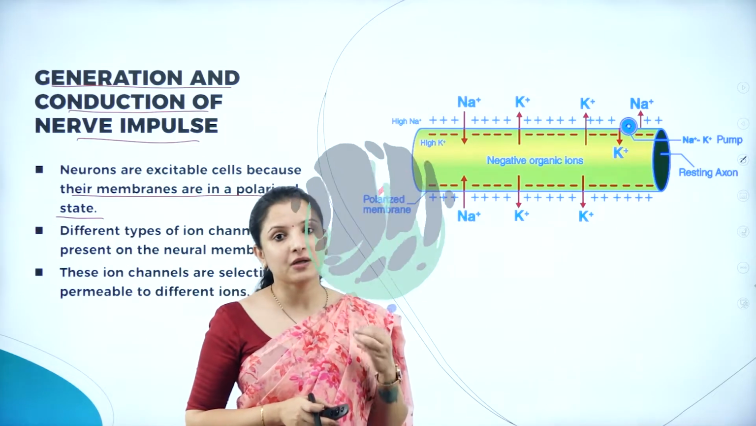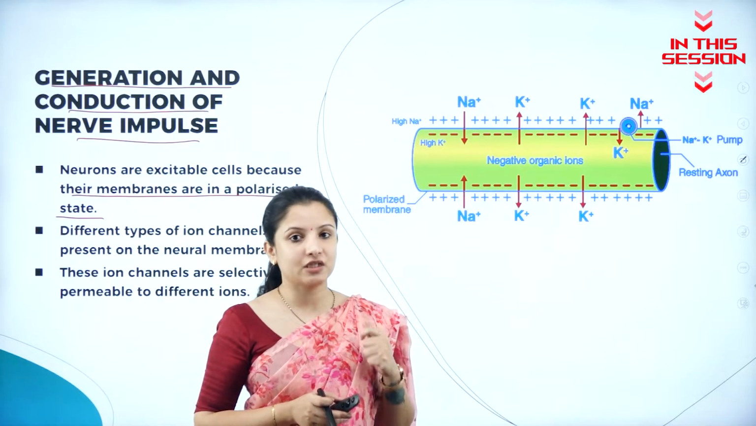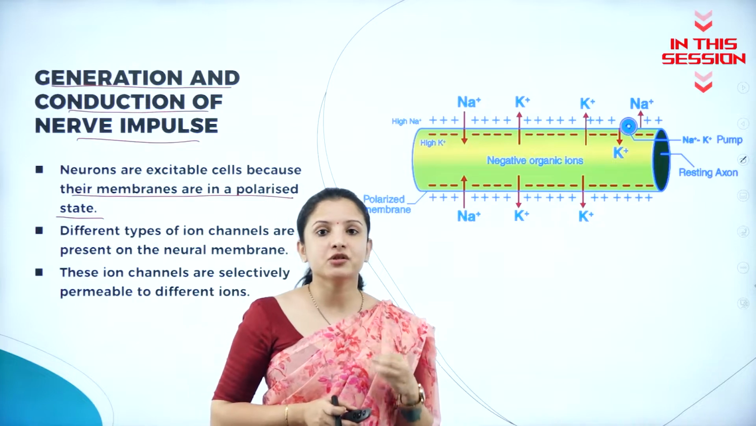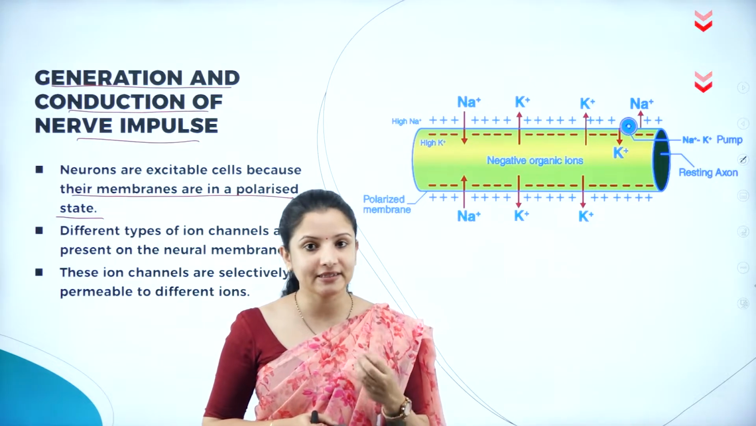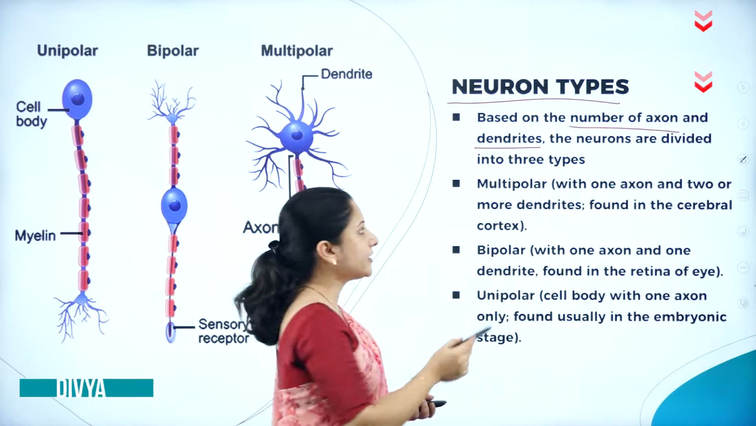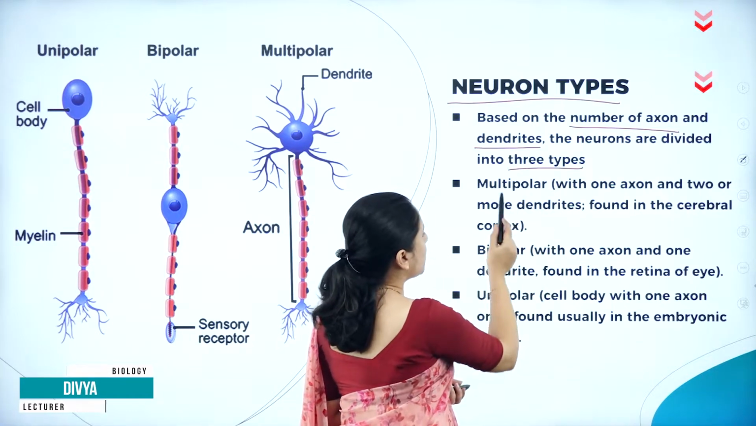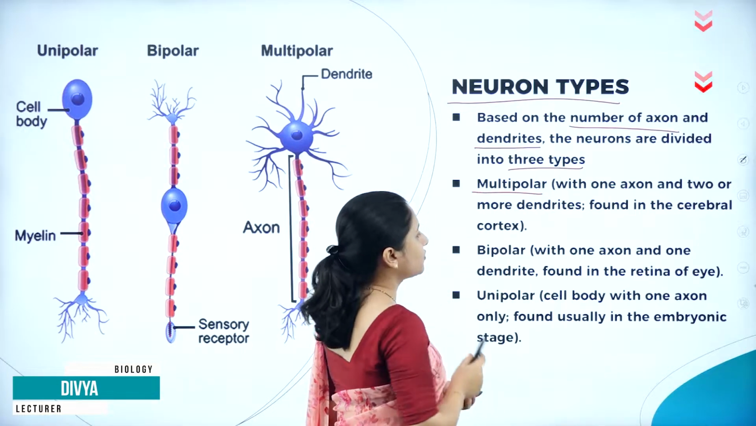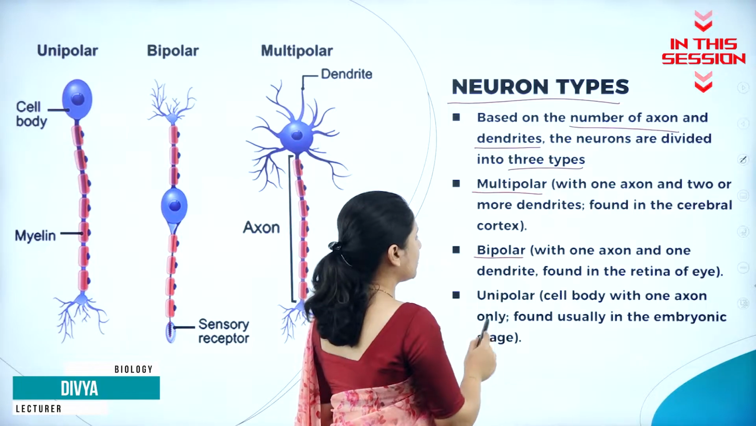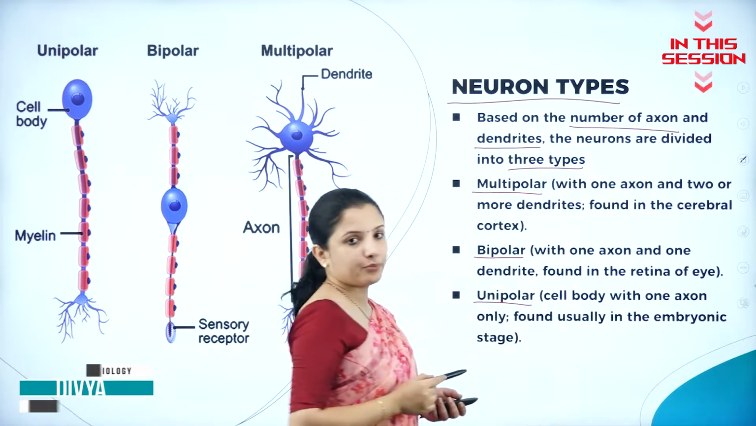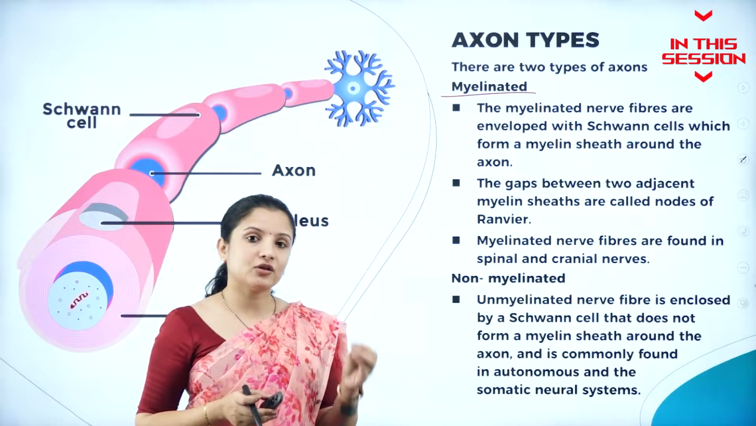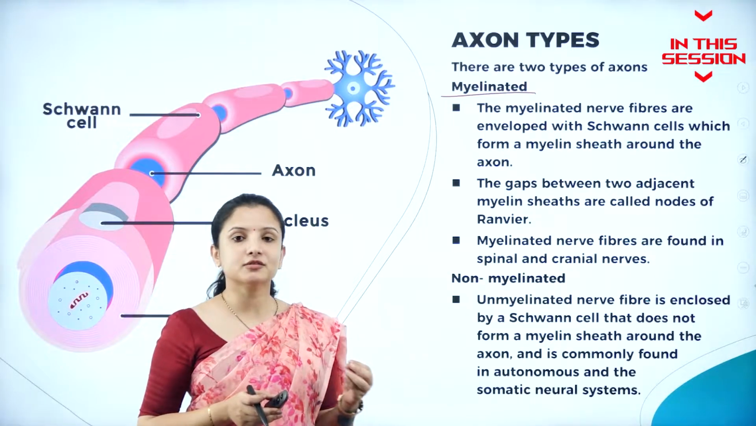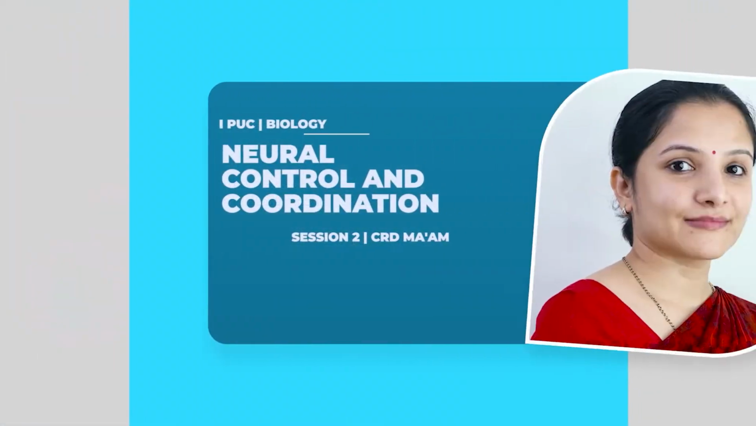When the axoplasm of the neuron is negatively charged, we call such a neuron to be in an excited state. Neurons are divided into three types. One is called as the multipolar neuron, the other one is bipolar, and one more is the unipolar neuron. If the axon is covered by a myelin sheath, it is called as myelinated.